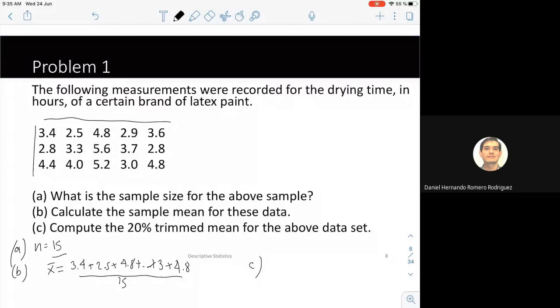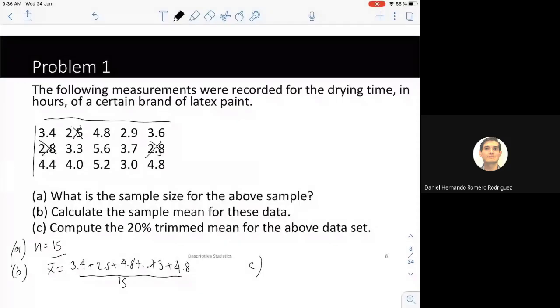So let's identify what are the lowest values in this data set. We're going to remove only 3 of them. That's 20% of the observations. The 2.5 for sure is the lowest value. Then we have 2.8, so that will be the second value. And we have another 2.8, so that will be the third lowest value in our data set.